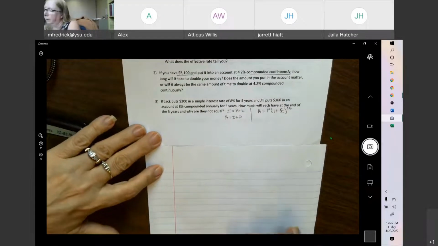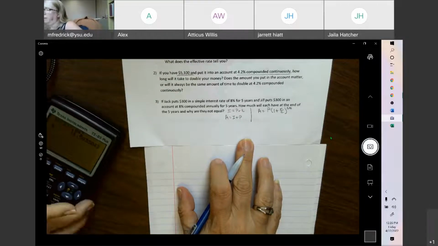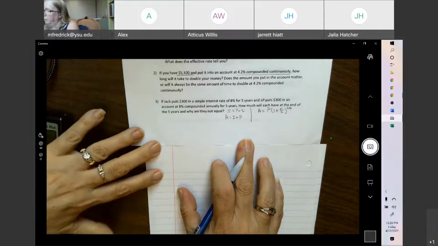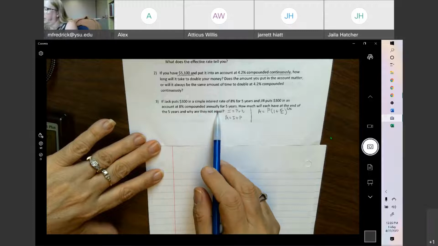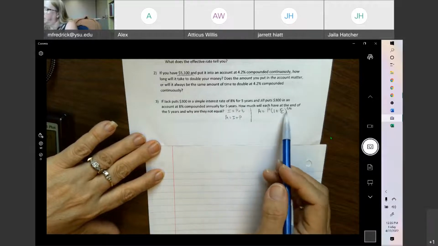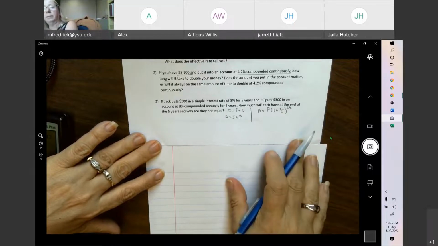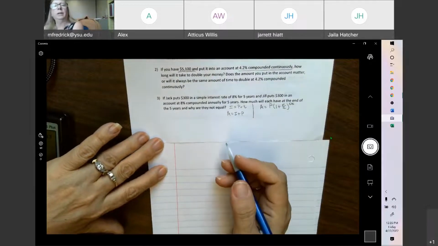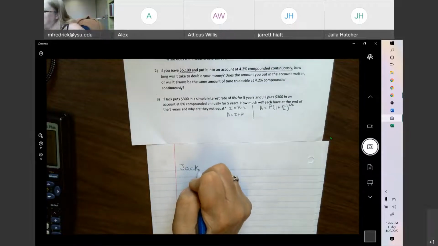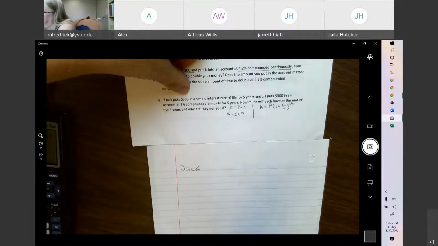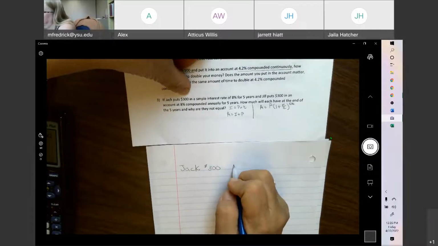Number 3. If Jack puts 300 in a simple interest rate of 8% for 5 years, and Jill puts 300 in an account at 8% compounded annually for 5 years, how much will each have at the end of the 5 years? Why are they not the same? So we'll look at Jack's first. He's putting 300 at simple interest.